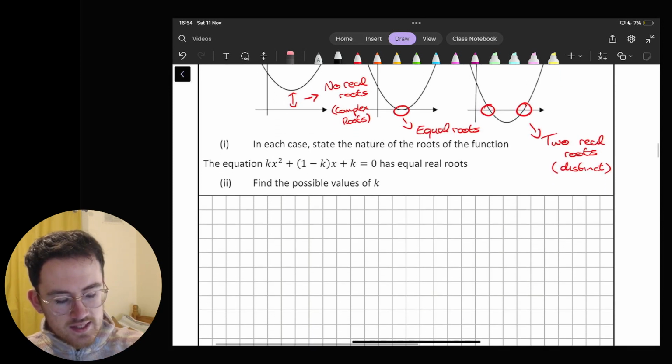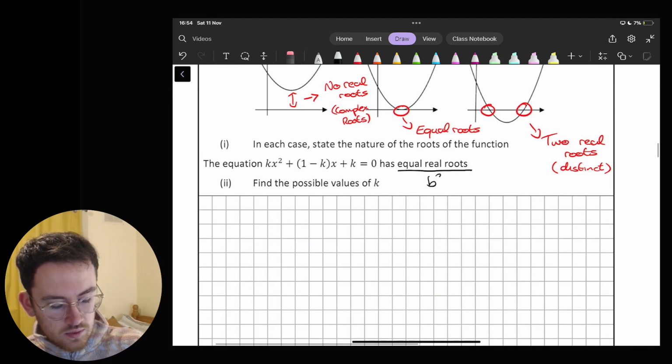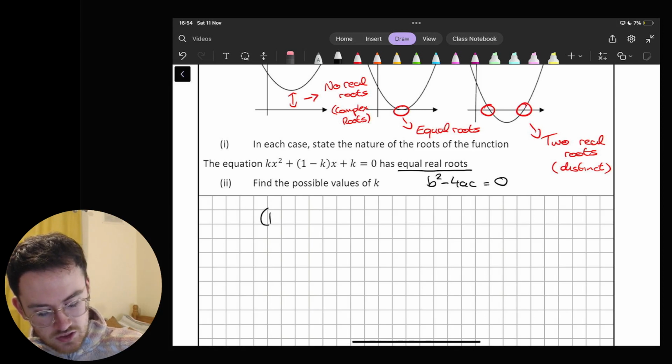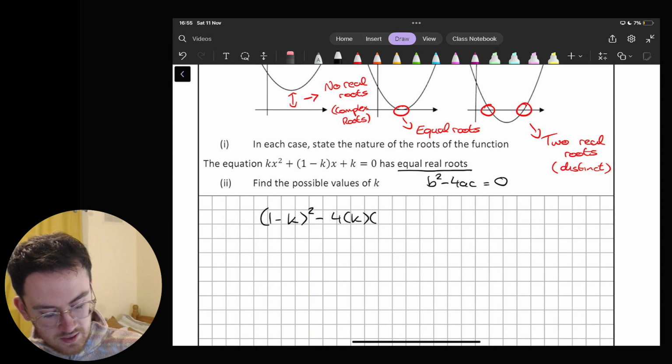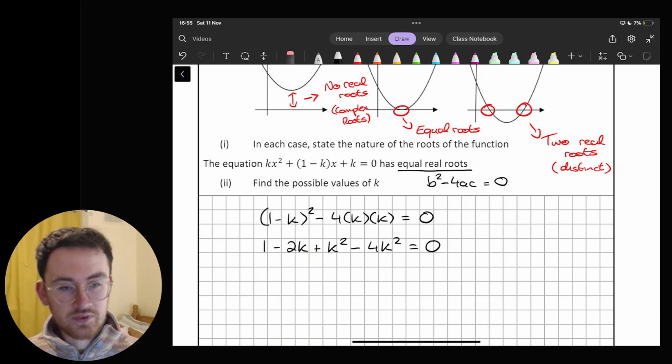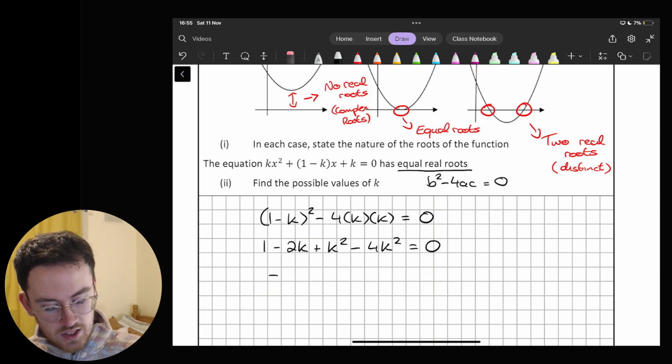The next one says this has equal real roots. We know equal real roots, b squared minus 4ac is equal to 0. So let's just sub in 4 times k equal to 0. So 1 minus 2k plus k squared minus 4k squared. Okay, 1 minus 2k plus k squared minus 4k squared. So I get minus 3k squared minus 2k plus 1.